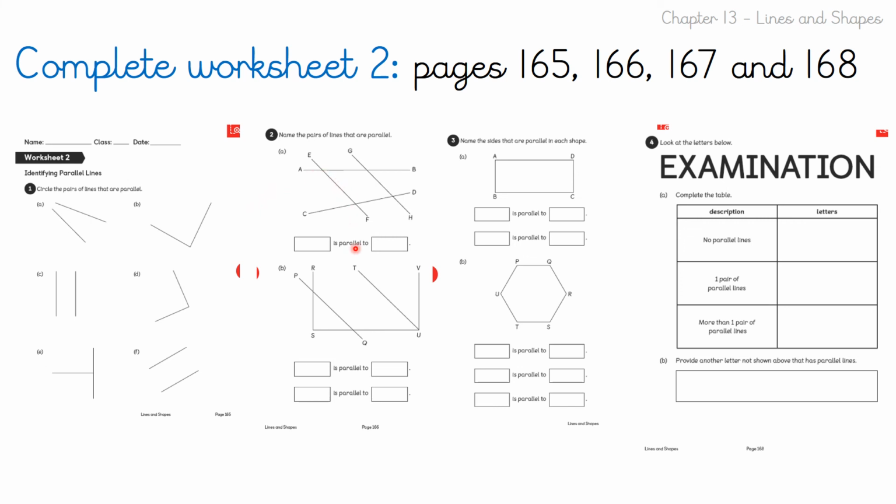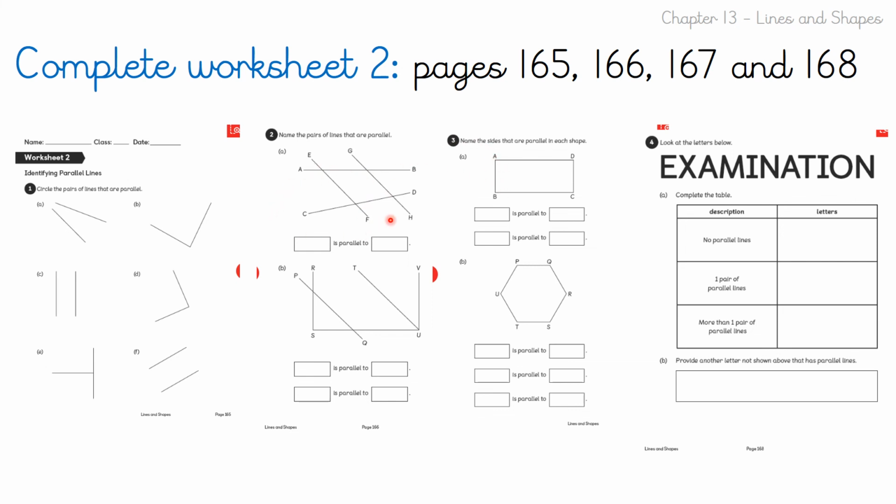Activity 2 and 3, you need to name the pairs of lines on each figure or shape and write down your answer. You could say, I think EF is parallel to CD because they never meet at a point and they do not make an angle. If you think that's right, you could write that here. Or you could say, I think EF is parallel to GH because they never meet at a point and they do not make an angle, okay? You need to do the same in activity 2 and 3.